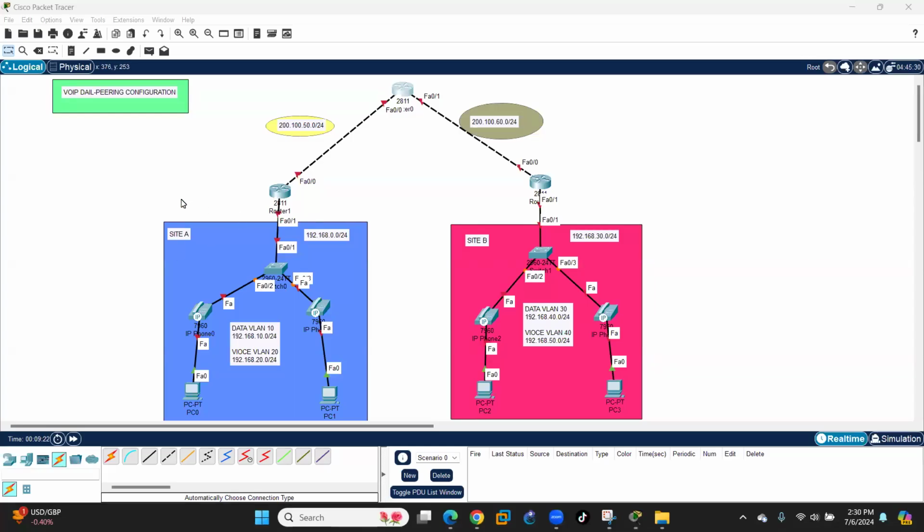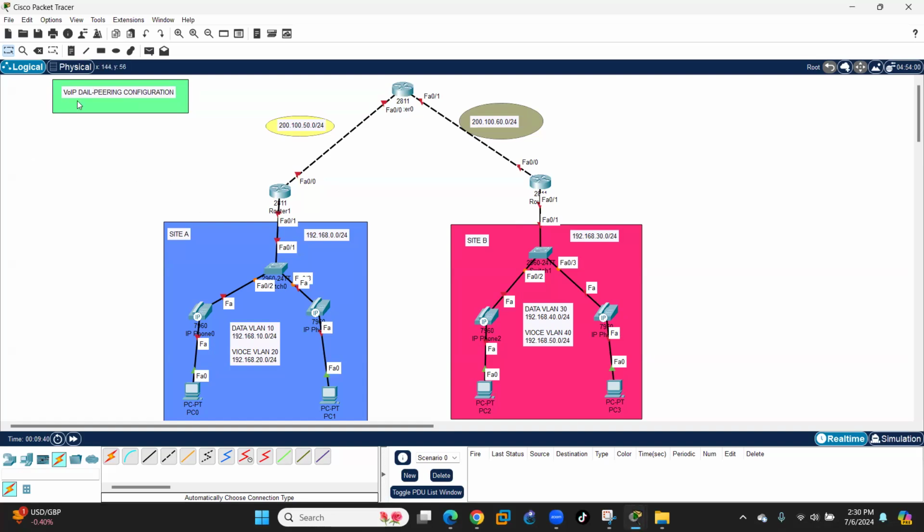Voice over Internet Protocol. That is VoIP. This is the right way to put it: voice, small o, small v, yeah. It's called voice over Internet Protocol.